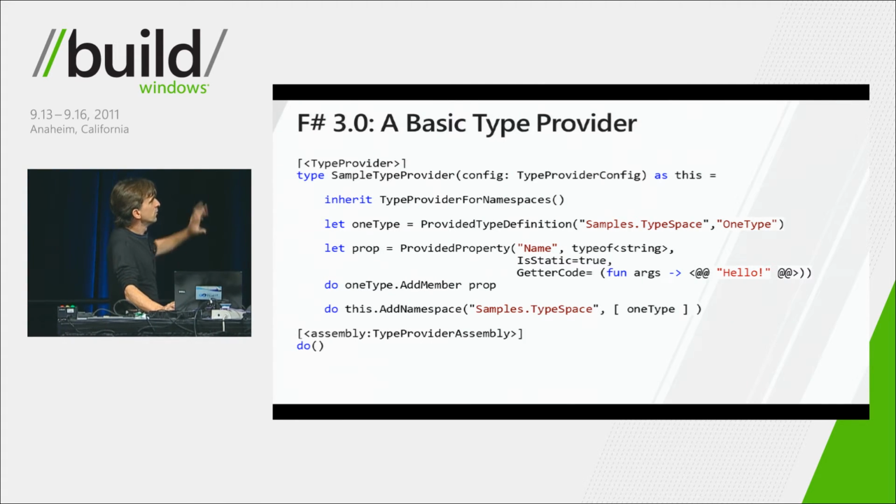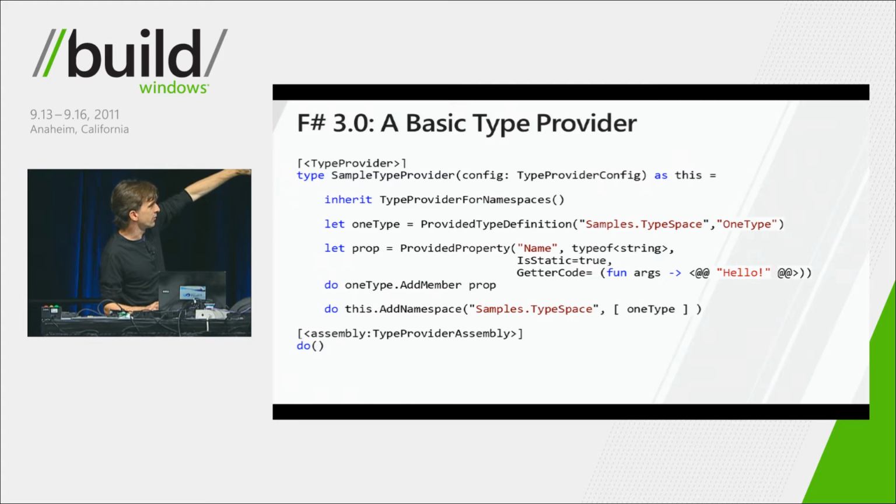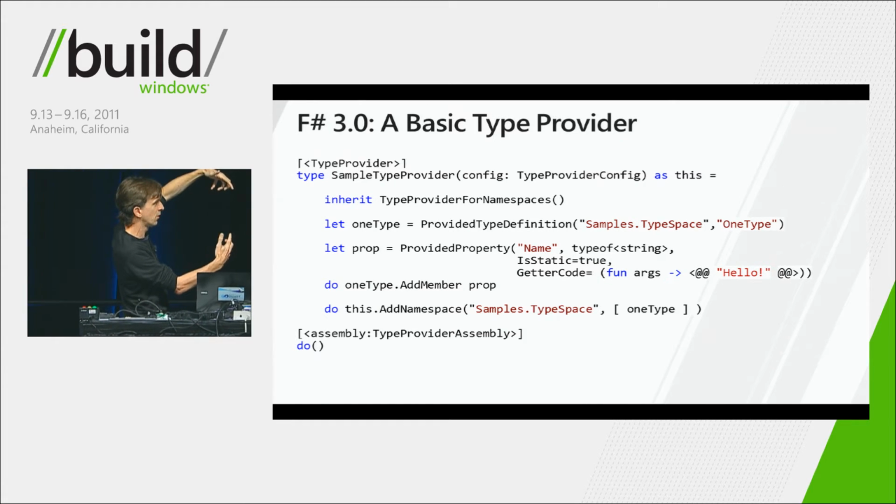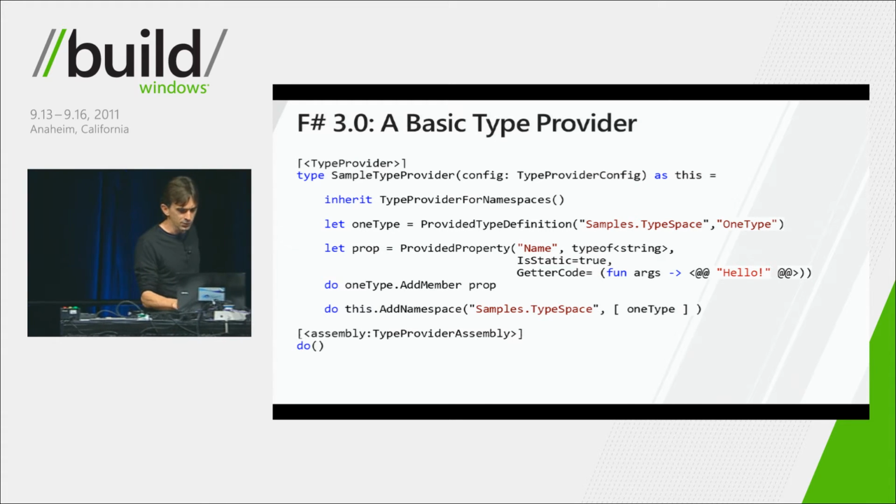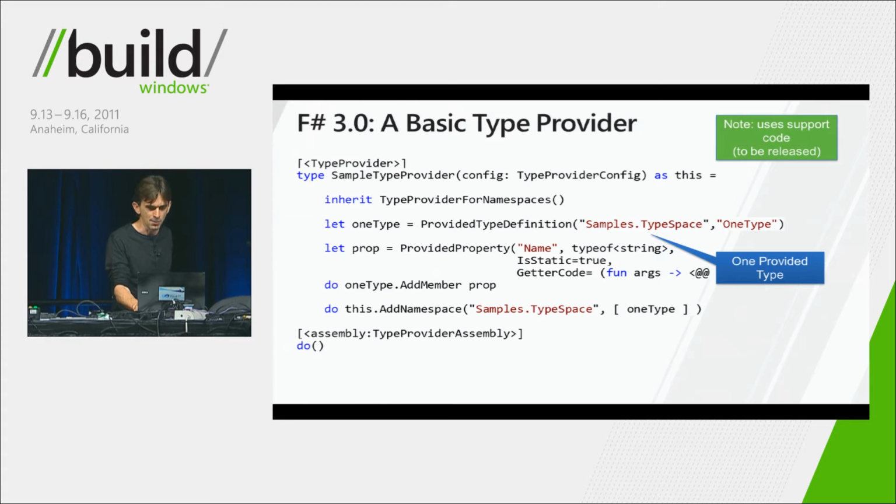Okay, so when we use this type provider, when we go samples.typespace.name, it will return us the string hello. And you could easily expand this up to generate 100 types, each of which has 100 properties. And then the set of types that you produce, you could extend the type provider so that it depends on some backing data store or some backing data service. But as you can see, it's relatively straightforward to write type providers.